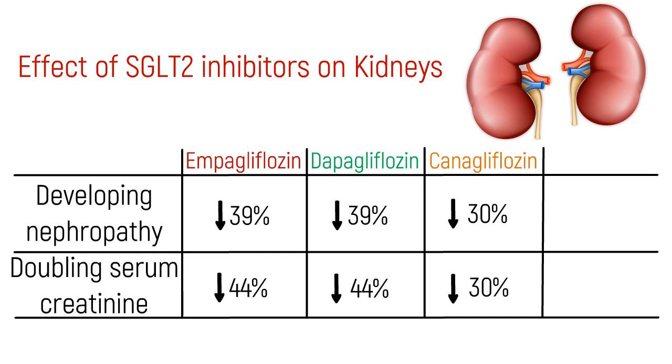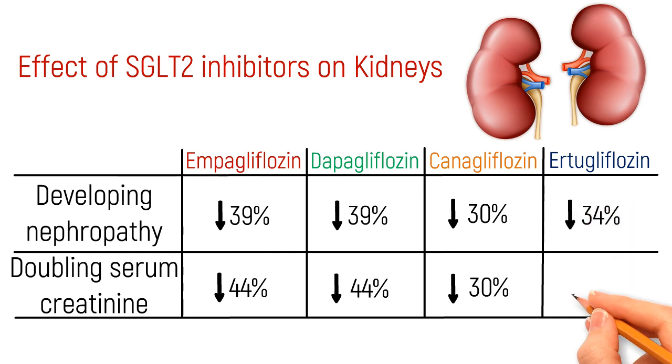Additionally, in a cardiovascular trial involving ertugliflozin, a secondary endpoint showed that the incidence of sustained declines in estimated glomerular filtration rate, dialysis, transplantation, or renal death was 34% lower in the ertugliflozin group compared to the placebo group.